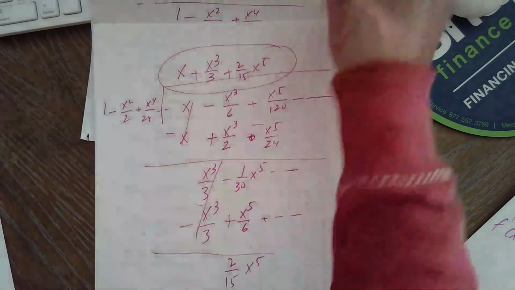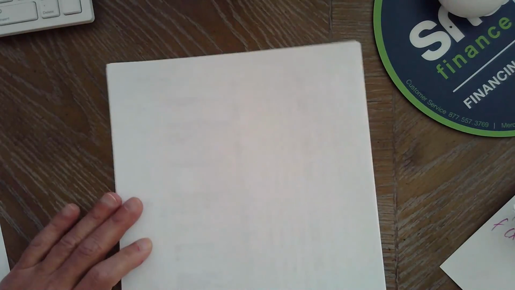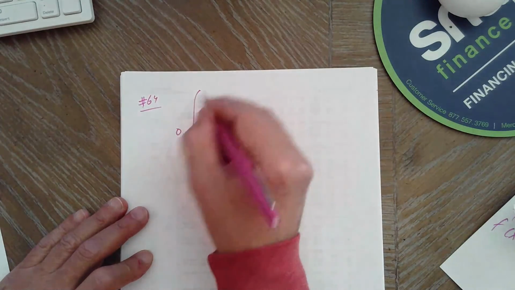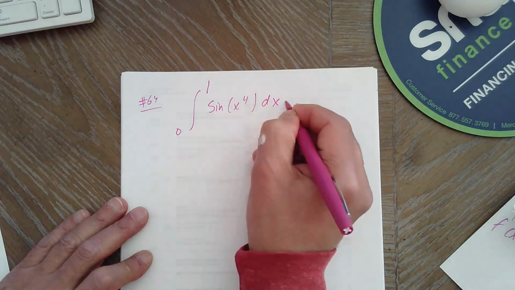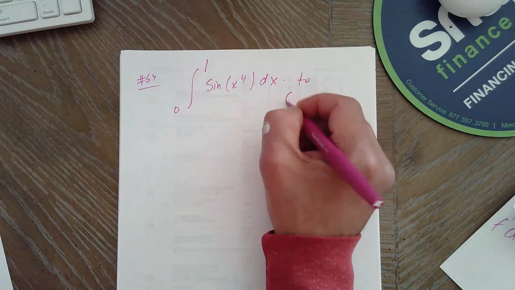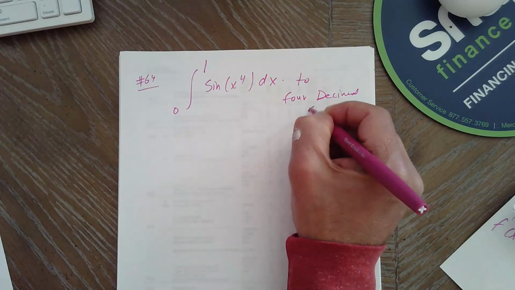And one last one is about estimate. 64. Could you imagine evaluating the integral of sine of x4 using what we know? You can't, I mean, it's not going to work. Neither substitution, nor basic stuff, nor integration by parts will work on this one. Okay, so evaluate to 4 decimal places. So we're going to do power series.